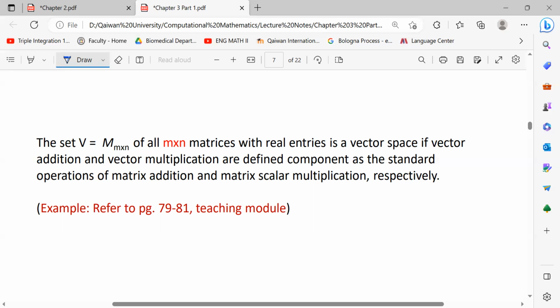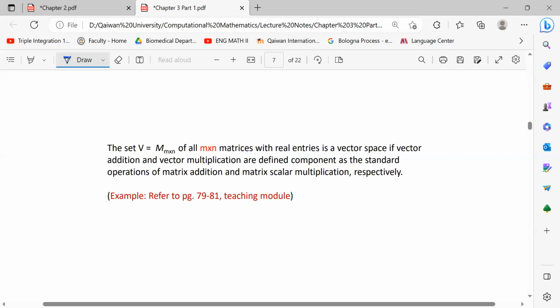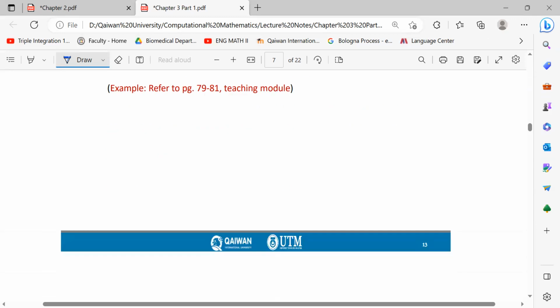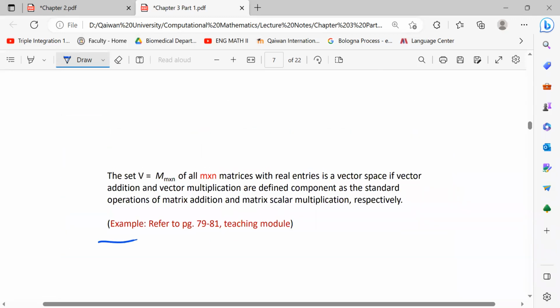And you can satisfy all the conditions here. It's easy. You can satisfy all the axioms by this space. And so this space is a vector space. It is a vector space. And also it's in this book actually.